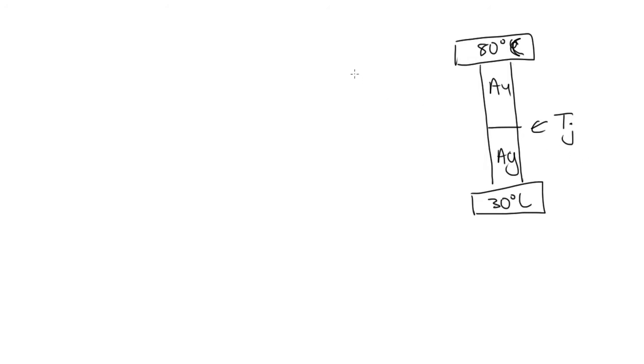And we can look up in our table and see that the thermal conductivity of gold is 314 watts per meter per degree C, and that the thermal conductivity for silver is 427 watts per meter per degree C.